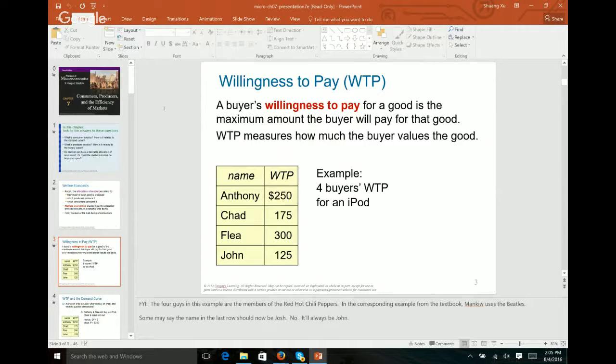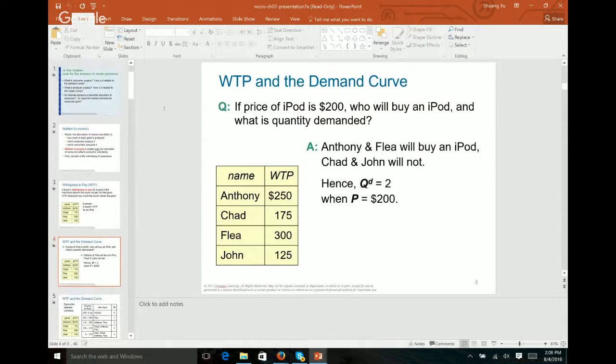So different consumers have different preferences, and therefore each consumer surplus will also be different. So let's suppose the price for the iPod is only $200. Now for the first person, Anthony, he will buy the iPod because he's willing to pay $250, and the price is $200. So for him, his consumer surplus is how much he's saving. So if he's willing to pay $250 and the price is only $200, then his consumer surplus will be $50.